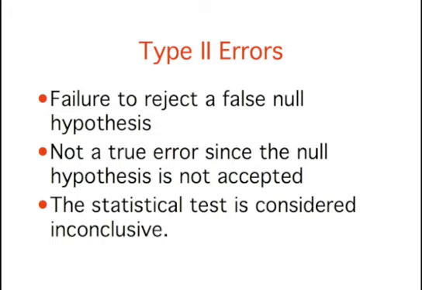Therefore, a researcher would not make the mistake of incorrectly concluding that the null hypothesis is true when a statistical test was not significant. Instead, the researcher would consider the test inconclusive. Contrast this with a type 1 error in which the researcher erroneously concludes that the null hypothesis is false when in fact it is true.